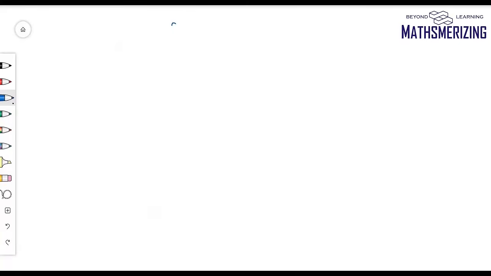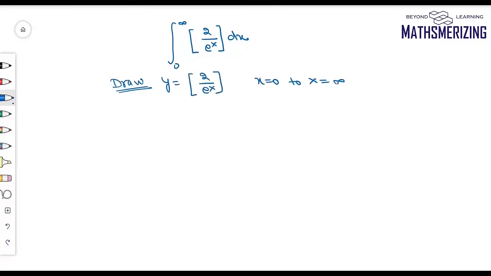Suppose I have to find this integral, which is 0 to infinity, the greatest integer function of 2 upon e to the power x. So what I'll do is I'll draw the graph of y equals the greatest integer function of 2 upon e to the power x. Now here my basic graph is y equals 2 upon e to the power x, or I can write y equals 2 into e to the power minus x. So I'll draw this graph.